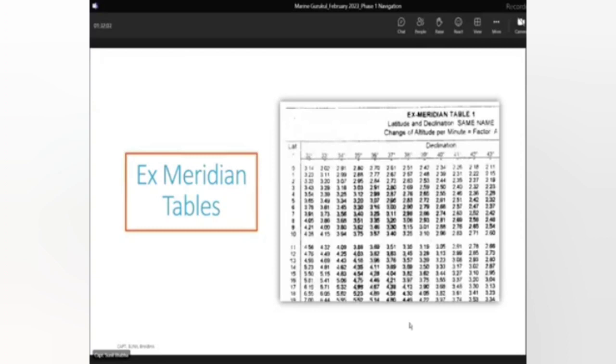Sir, in table 1 it does not mention the direction, is it north latitude or north declination? Is it irrespective of that? Okay, beta. If you look at the table carefully on top, it says latitude and declination, same name. So when both are same names, you use this particular page. And when they are of opposite name, there is a separate page which is given in the table.